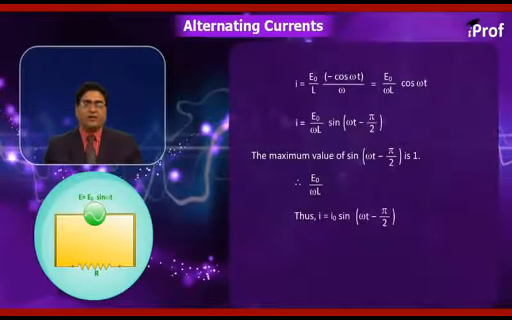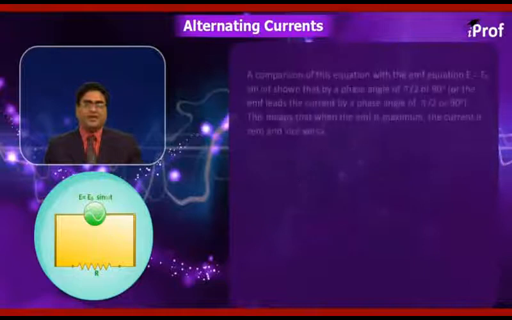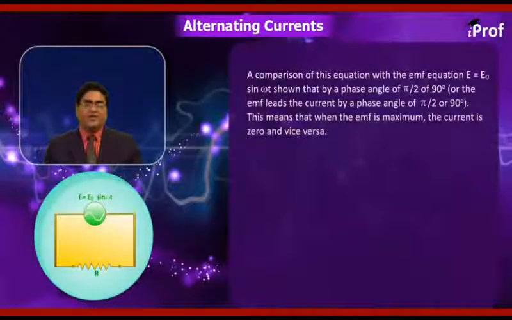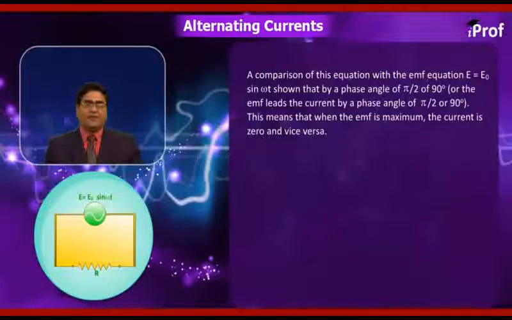Thus I equal to I naught sin of omega t minus pi by 2, where I naught equal to E naught upon omega L is the peak value of current. A comparison of this equation with the EMF equation E equal to E naught sin omega t shows that in a pure inductor the current lags behind the EMF by a phase angle of pi by 2 or 90 degrees, or the EMF leads the current by a phase angle of pi by 2 or 90 degrees.